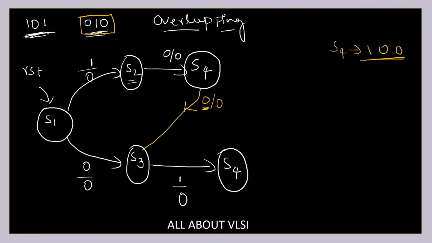Now, let's say instead of 0, if I got 1, then where can I go? And it's an overlapping. Think about it and answer. If I'm in S4 state and if I got the sequence 1, 0, 1, then what should be my next state?